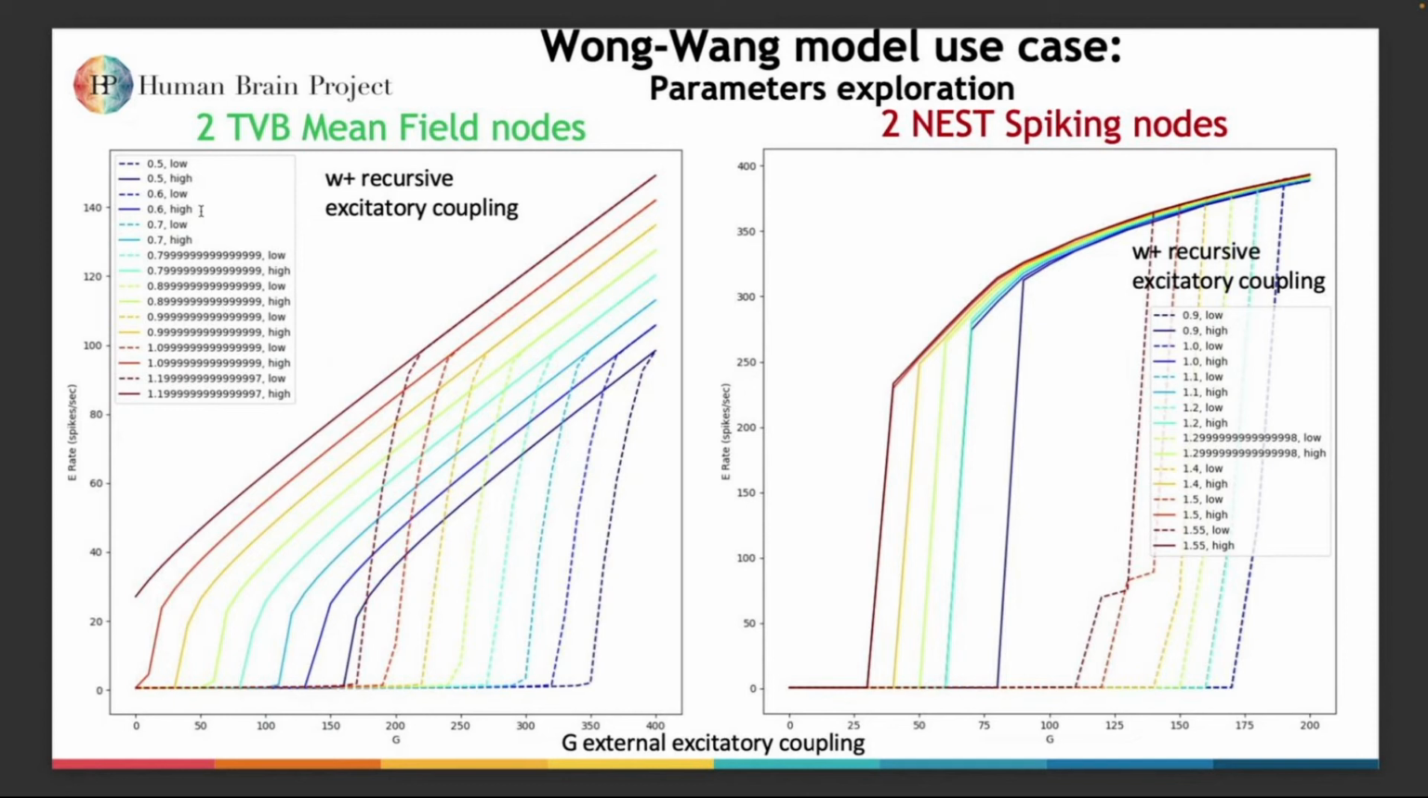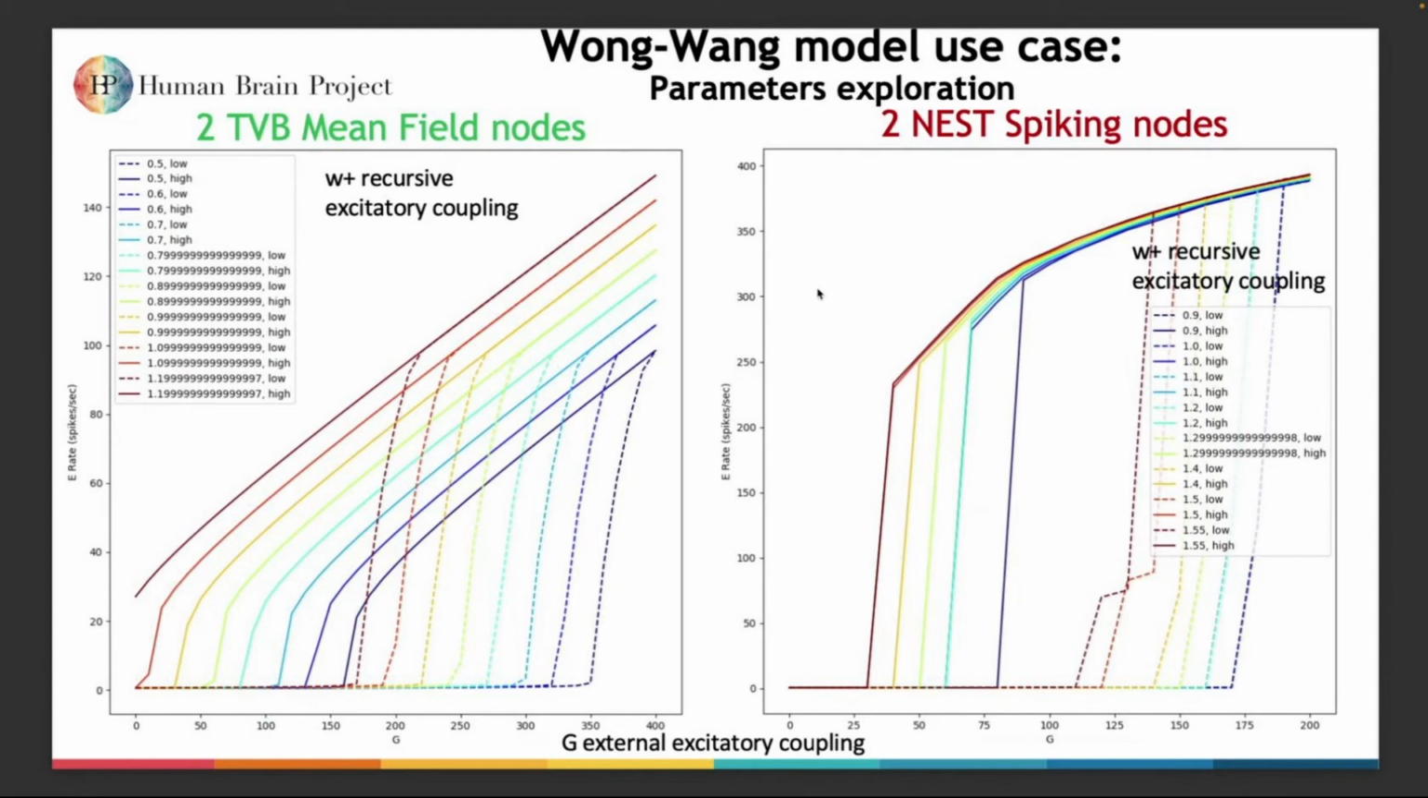And different values of the W parameter here are represented as different colors, whereas you can see the G values on the x-axis and the firing rate equilibrium on the y-axis. And you can see where the bistability ends and only the high activity is stable from that point on, following this dotted line.